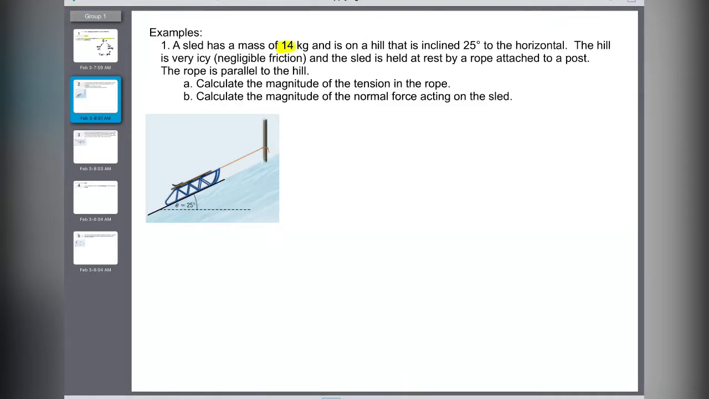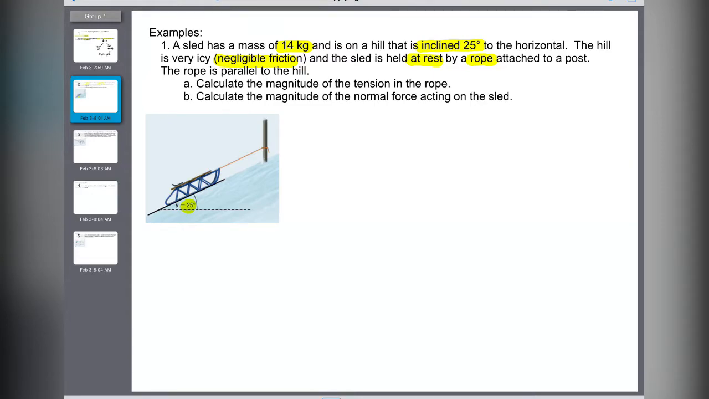This is something new that you haven't really done before, so we're going to go through it one step at a time. The sled has a mass of 14 kilograms and it's on an incline at 25 degrees to the horizontal. Do you see this angle? 25 from the horizontal. The hill is very icy, so they're asking you to neglect friction. So there's no friction. They tell you that it is at rest, held by a rope that is attached to a post, so we're going to be dealing with the force of tension. Calculate the magnitude of the tension in the rope and the magnitude of the normal force.